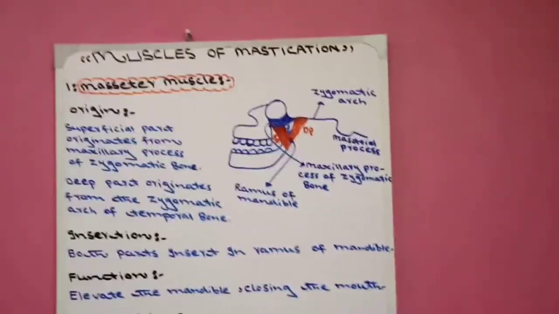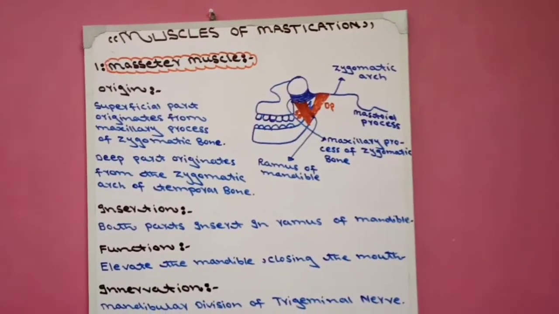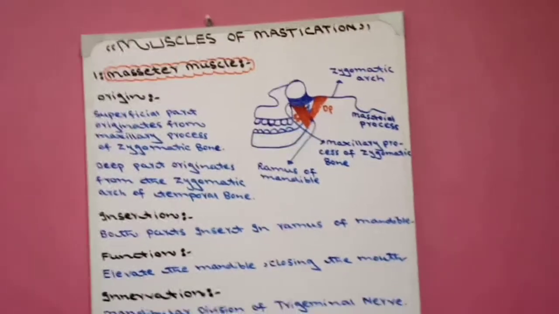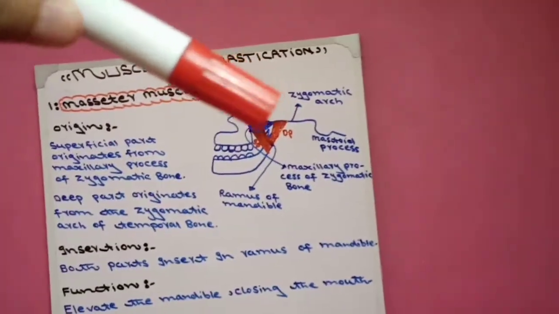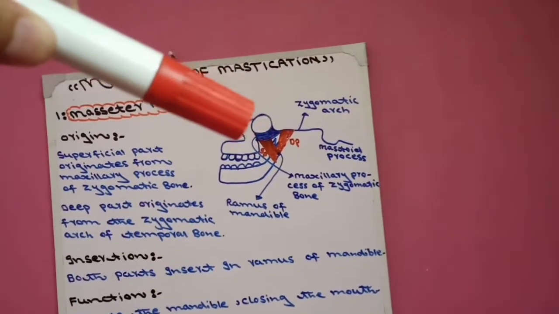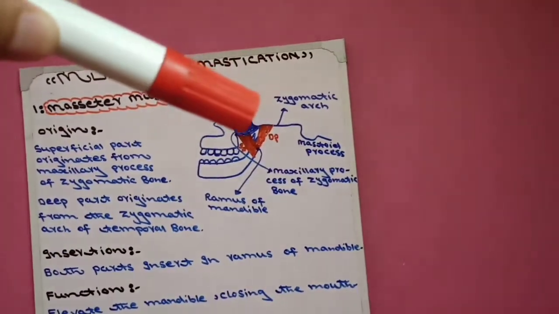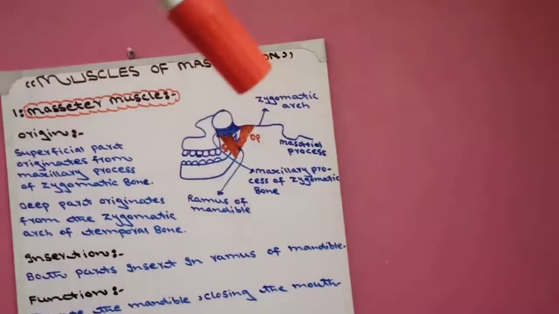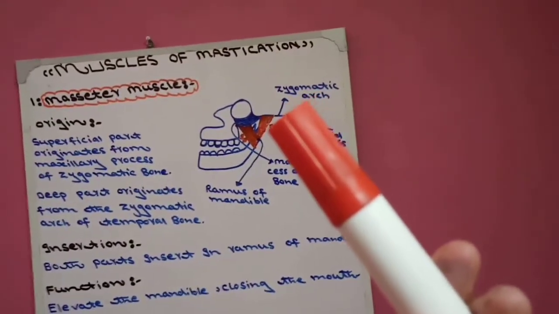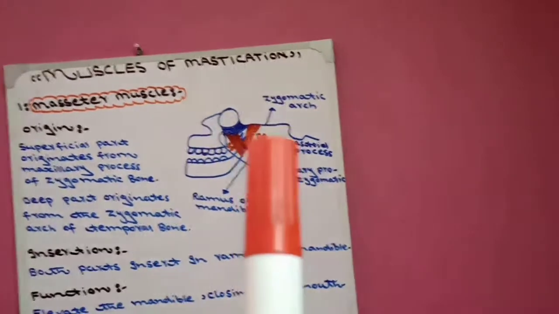Now the masseter muscle originates basically from two parts, because masseter muscle has a superficial part and a deep part. This superficial part of masseter muscle originates from maxillary process of zygomatic bone, and this deep part originates from zygomatic arch of temporal bone, and both parts insert on ramus of mandible.